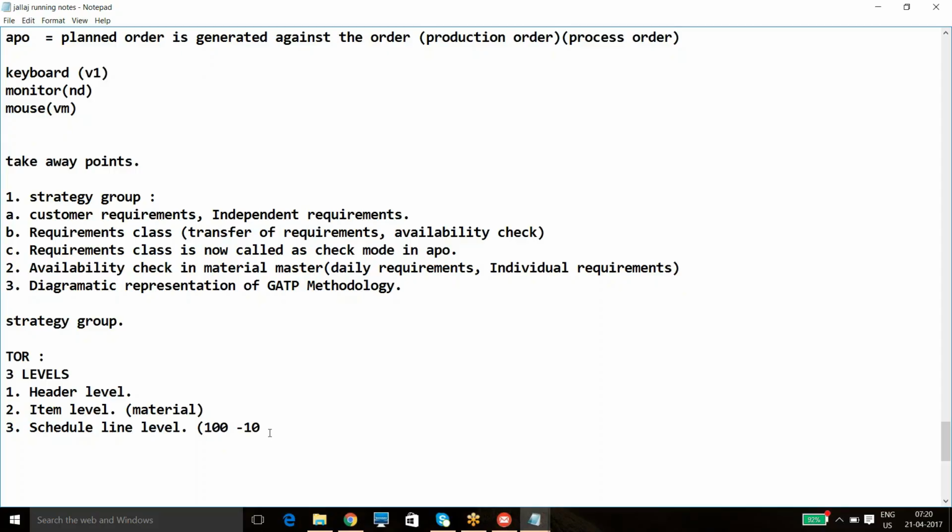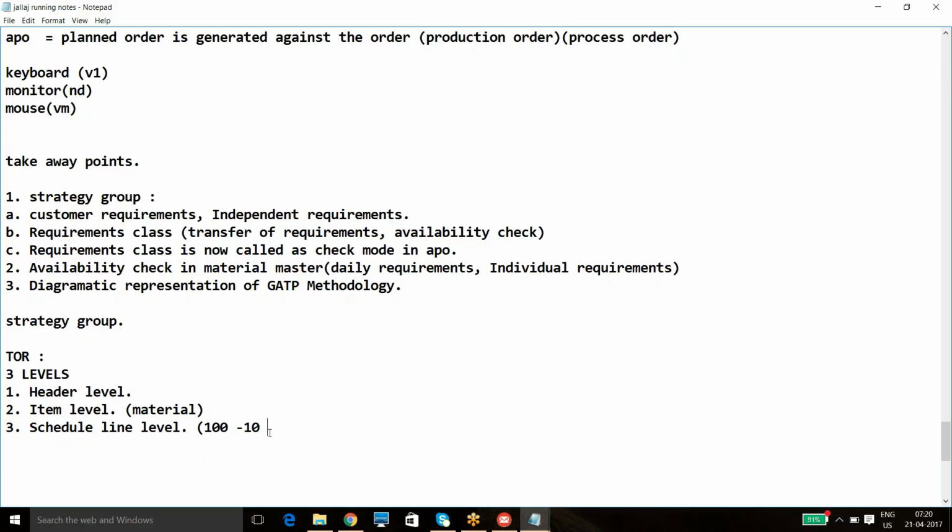In that scenario you expect schedule lines, right? What is the schedule line? Requested and confirmed quantity. So you want to say that if I activate the TOR at schedule line level, that means the item should be confirmed partially, not completely every time. It can also support partially. And if I go with the item level, then it should always be confirmed completely, correct?